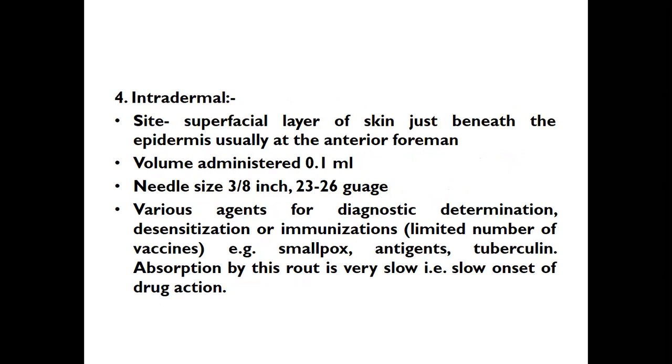Site is superficial layer of skin just beneath the epidermis, usually at the anterior forearm. Volume administered is 0.1 ml. Needle size is 3/8 inches, and 23 to 26 gauge needle is required. Various agents for diagnostic determination, then desensitization or immunization. Some limited number of vaccines are administered through intradermal route like smallpox, antigens, tuberculin. Absorption by this route is very low, that is slow onset of action.